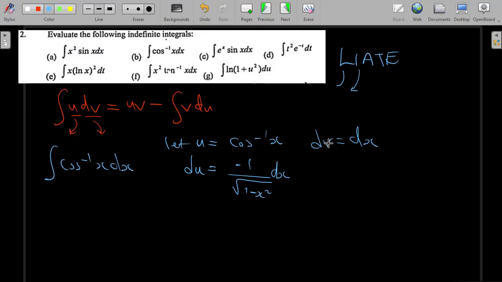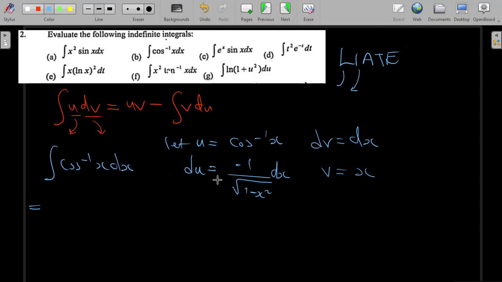From here, you integrate your dv. So integrate this here, it gives you v. Integrate the dx, you just get x. So I have everything I need. I have my v, I have my u, and of course I have my dv also. According to that formula, you need your u, you need your v, and of course you need your dv.